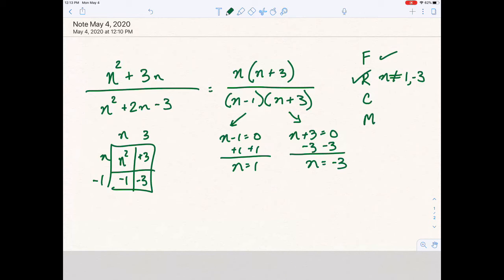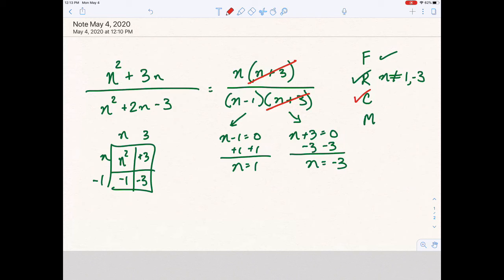Done. Third step, cancellation. I use red for cancellation because I like it. I'm looking for things on the top and the bottom of my factored version to cancel, and I see n plus 3 and n plus 3. So canceling, done. That does not cancel out, by the way. That does not cancel out this restriction. That restriction is part of the problem.